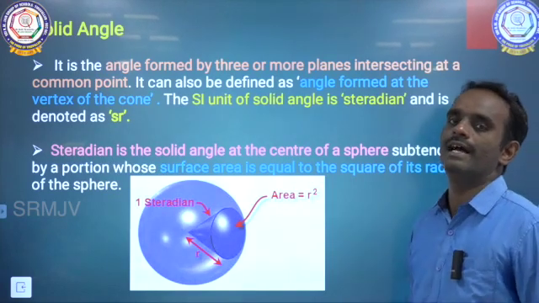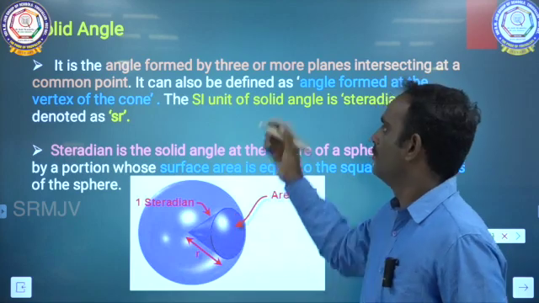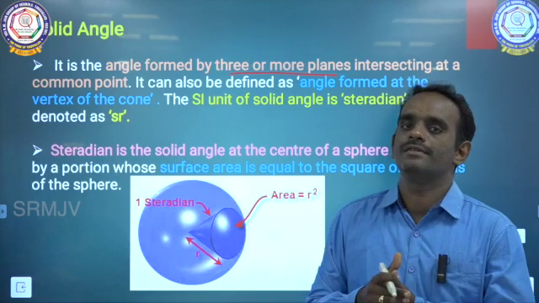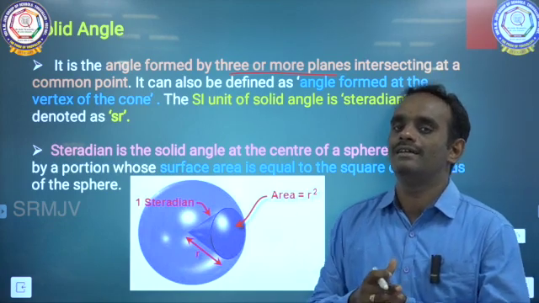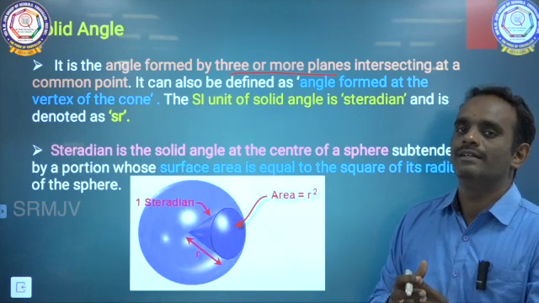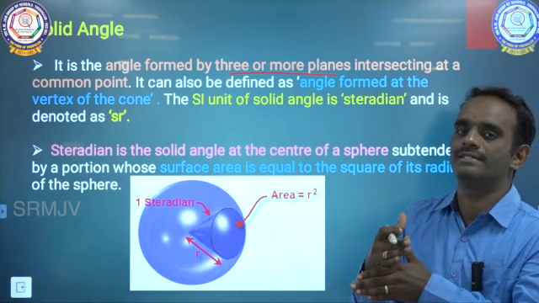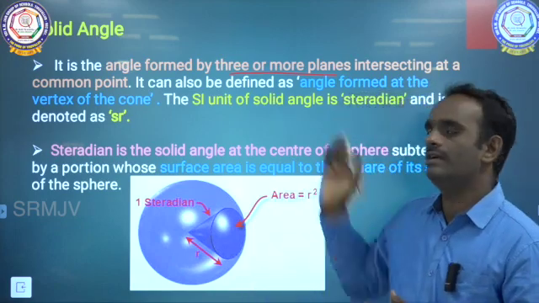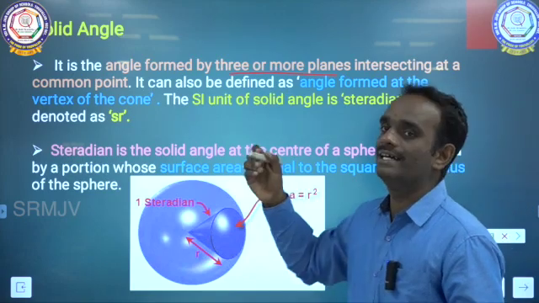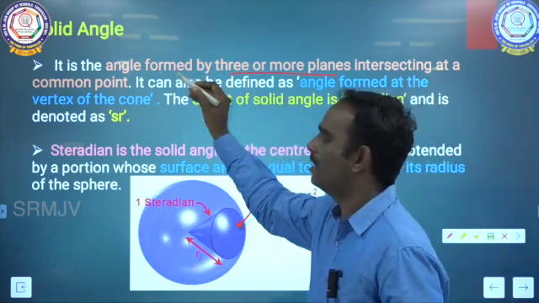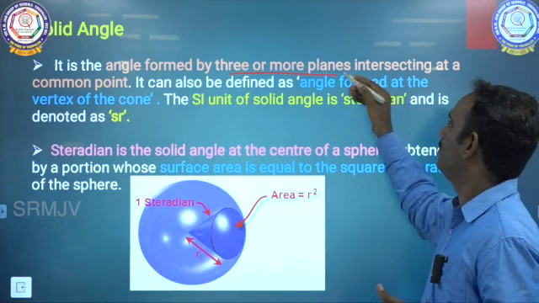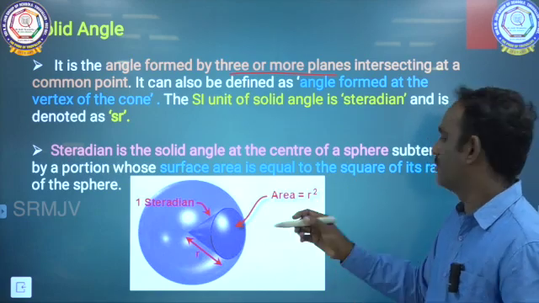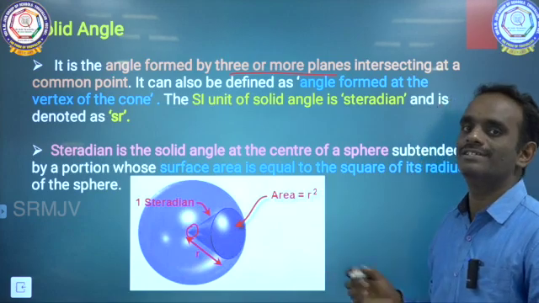The next one is solid angle. It is the angle formed by 3 or more planes intersecting at a common point. So, already we discussed the plane angle. Plane angle is nothing but when two lines intersect, the angle between the two straight lines is called plane angle, only two lines. But solid angle is totally different. The angle formed by 3 or more planes intersecting, 3 or more lines intersecting at a common point. So, it is called solid angle.